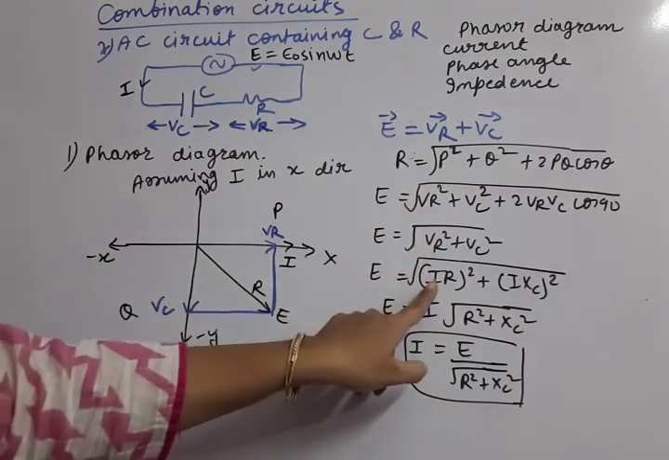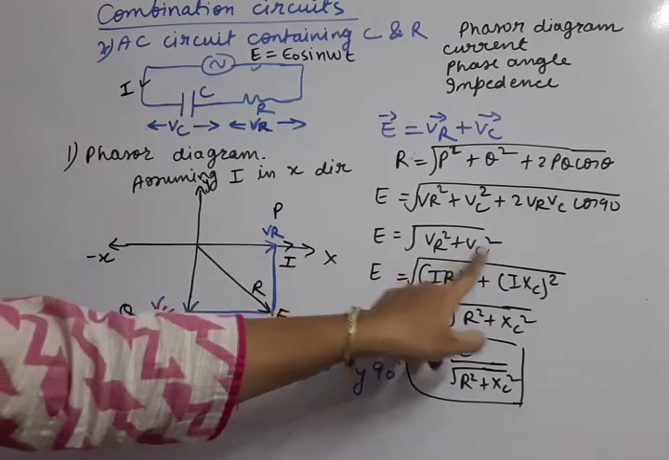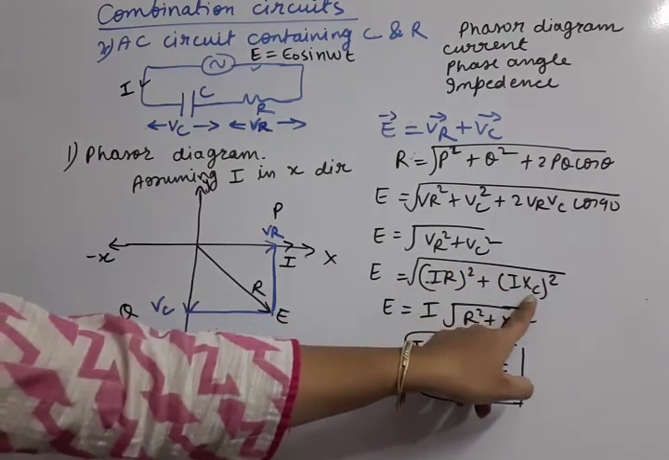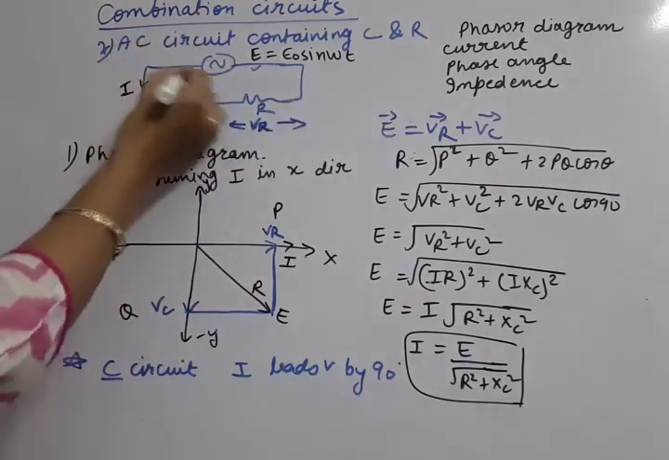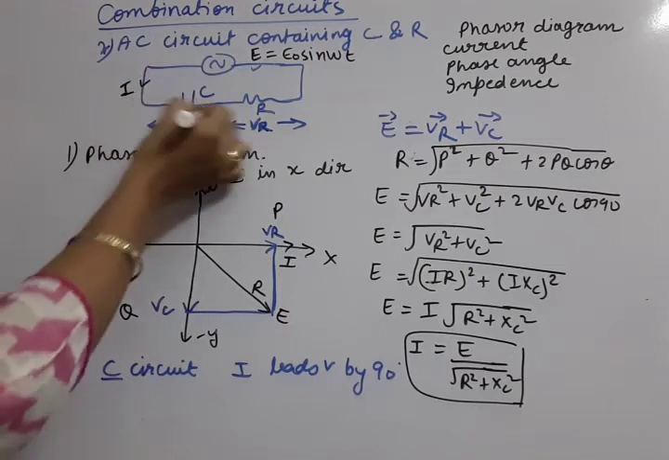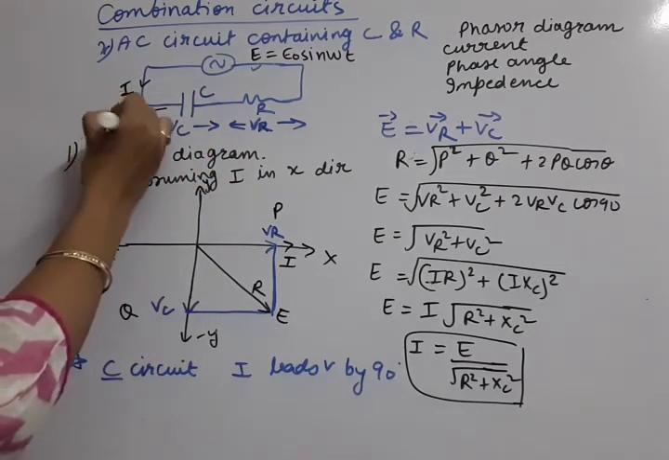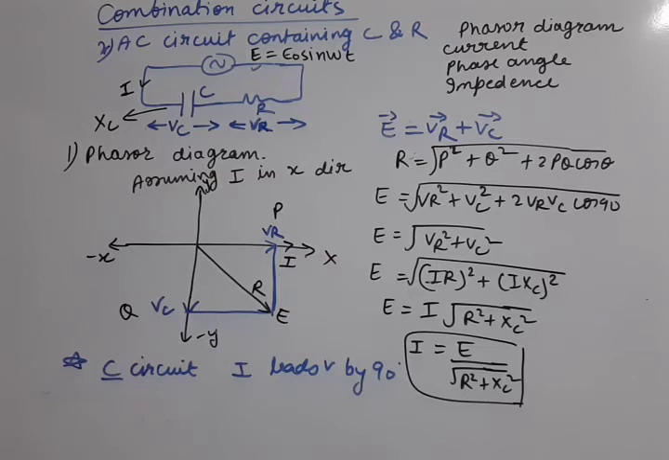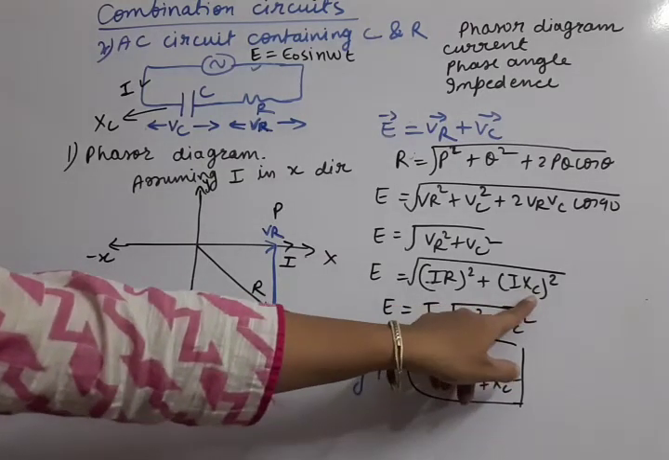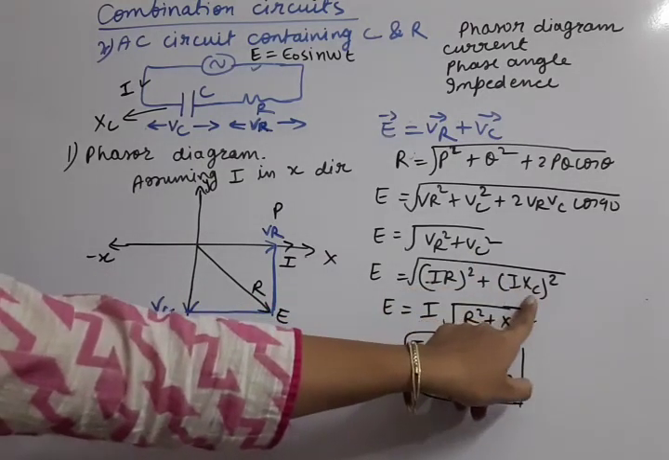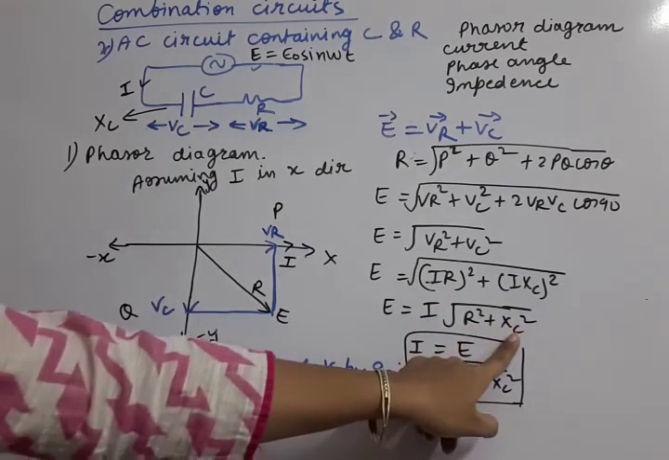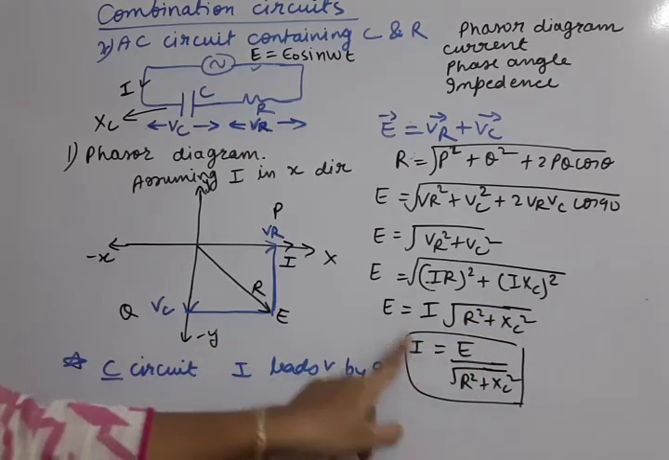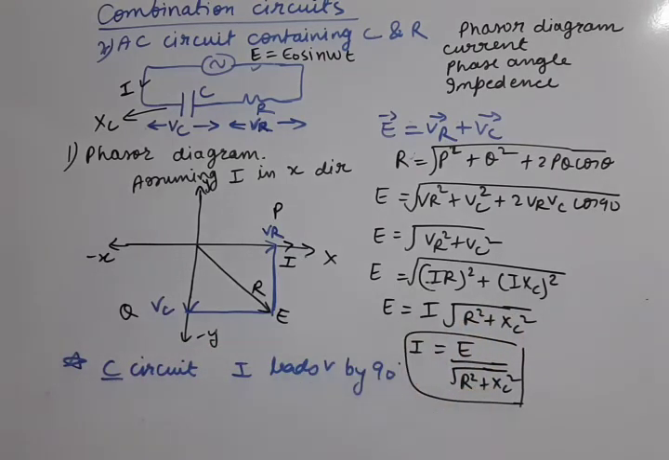So VR is I into R, VC is I into XC, where XC means reactance. The resistance of a resistor is R, but the resistance of a capacitor C is XC. So we will call VC as I into XC. Take I common, and root of R square plus XC square is left. So the current I is obtained as E upon root of R square plus XC square. This is only the value of the current.